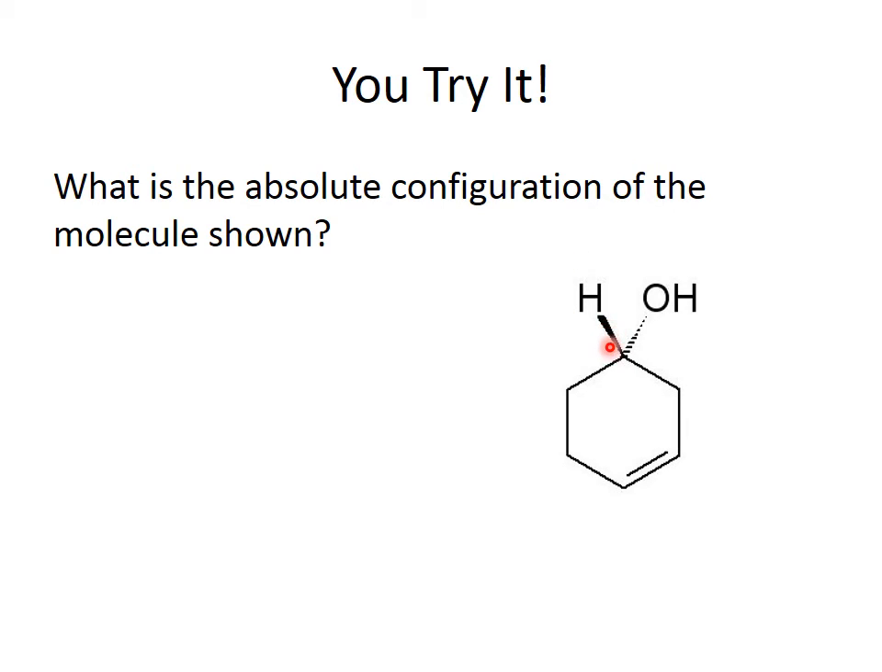We'll take that into consideration, that it's coming to the front, after we assign rotation to the rest of these groups. 1 is the priority up here, 2 is the priority here, and 3 is the priority here. So if the hydrogen were to the back, this would have clockwise rotation. But because the hydrogen is to the front, it has counterclockwise rotation. So it is S.